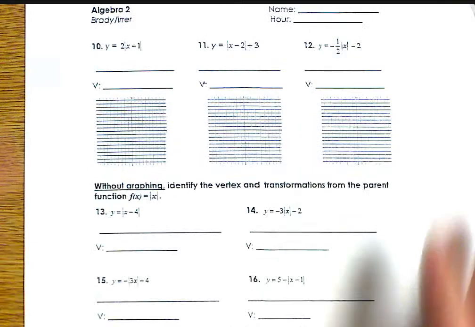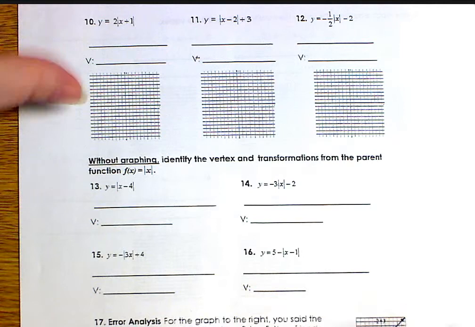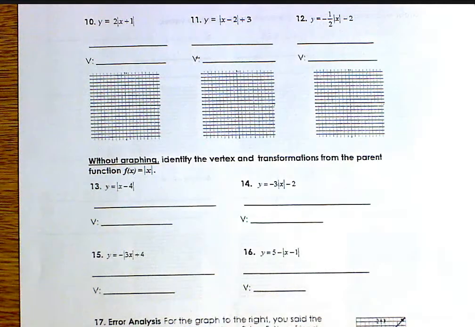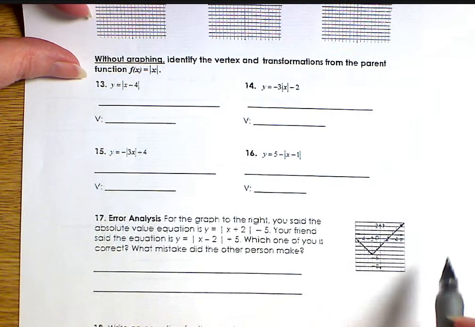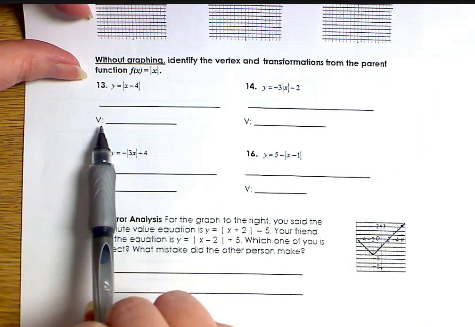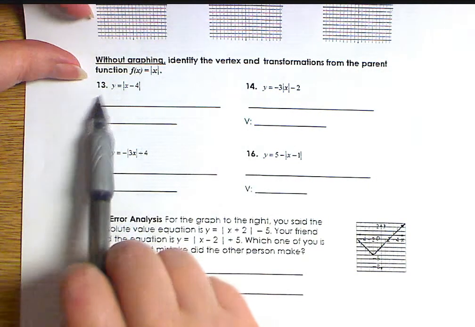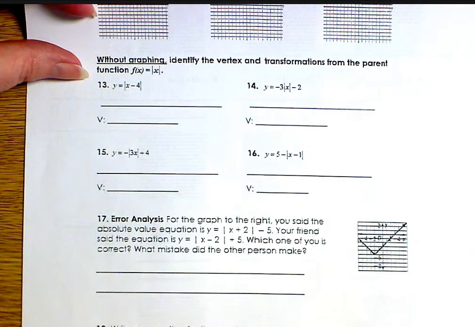It's putting it together. It's what we did Friday and today. So there are some things I have to show you about why it becomes difficult. The V is your vertex. So you always want to think about what the graph's going to do. So we're going to do 13 through 16. It says without even graphing it, you should be able to tell me some things.